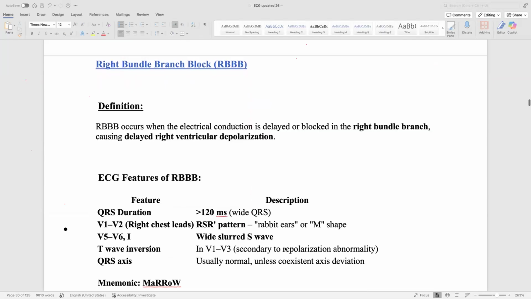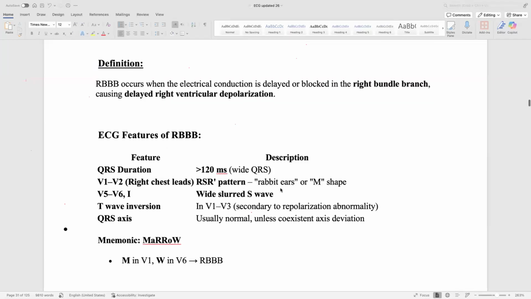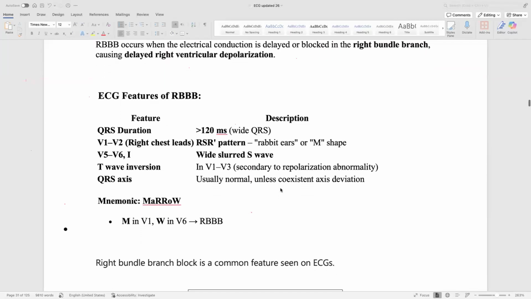In the right bundle branch block, the bundle is going to the right, damaging the right, and the axis is deviated to the right. The M shape will be in the opposite direction. Instead of being in lead 1, it will be in V6. And at the same time, there will be a positive R wave in V1.